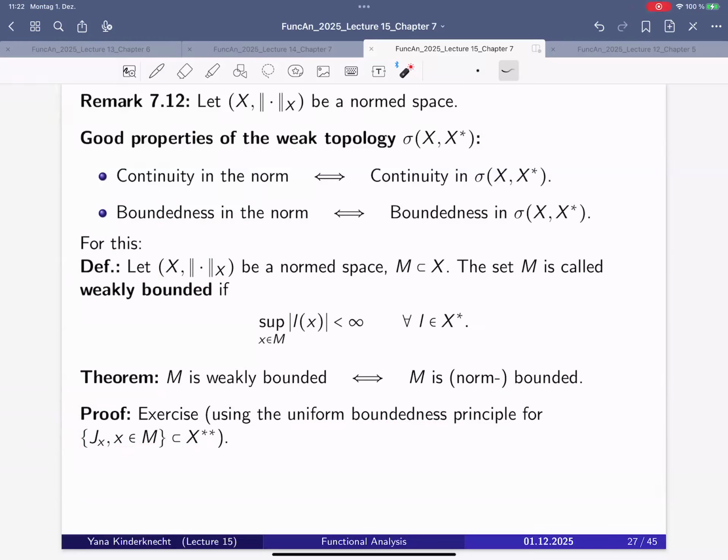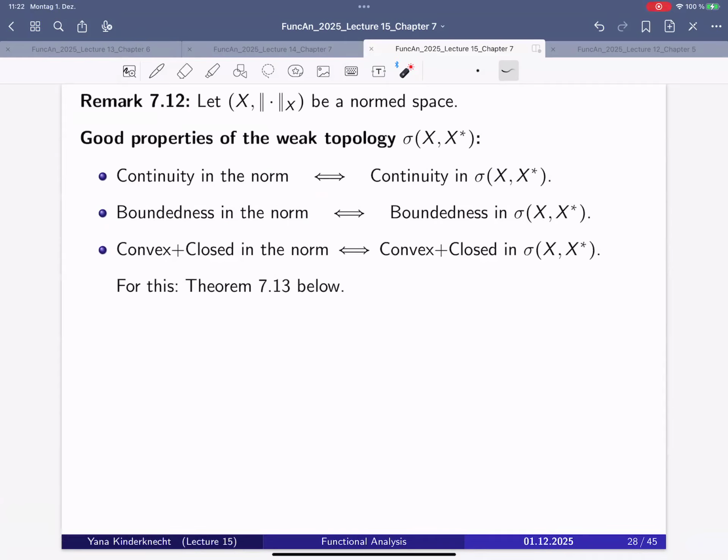Good. So once again, we have a normed space. We have made a transition from the strong topology to the weak topology, and with nice properties, continuity is preserved, boundedness is preserved, and moreover, what is also very important, if we have sets which are both convex and closed, then convex plus closed in the sense of the norm is equivalent to convexity and closedness in the weak topology. And this is what we are going to show right now. For this, we need this theorem, which we are going to present right now.